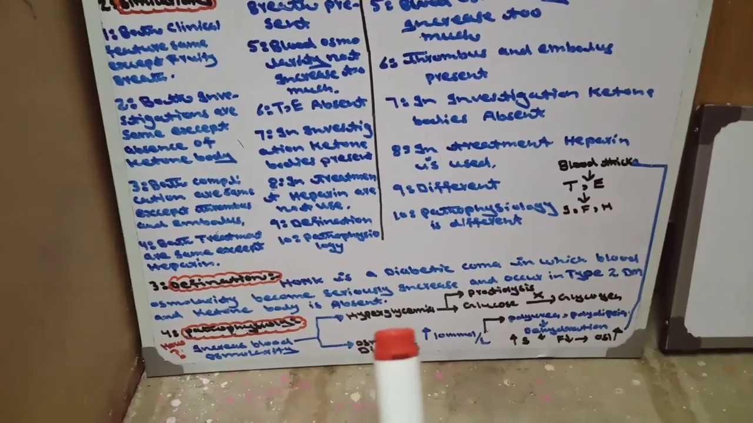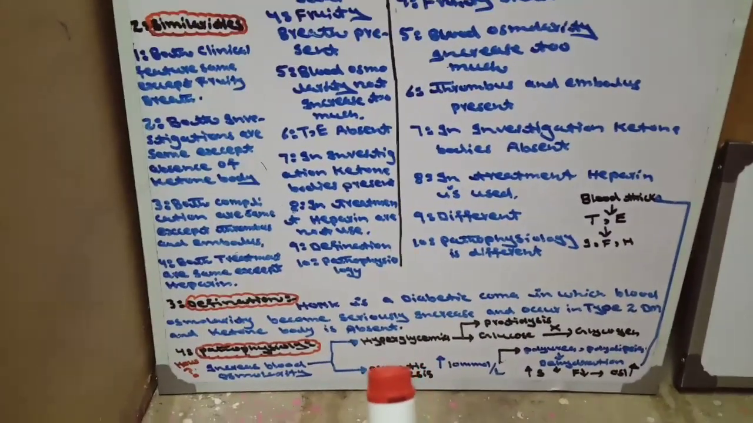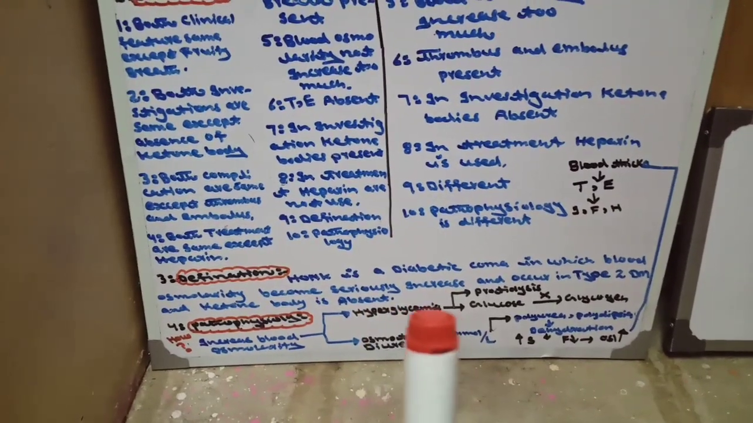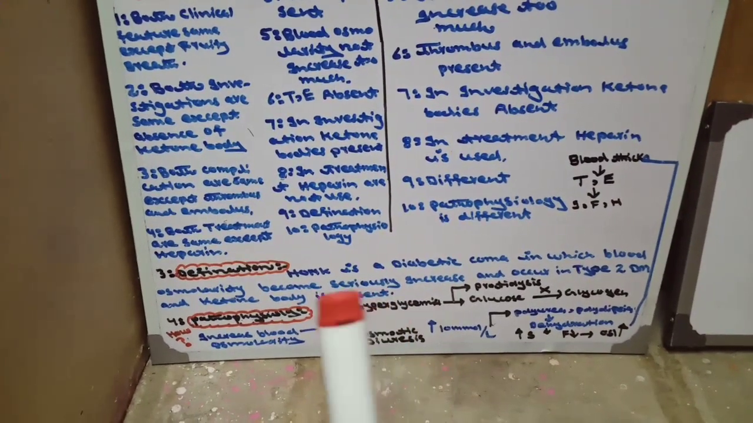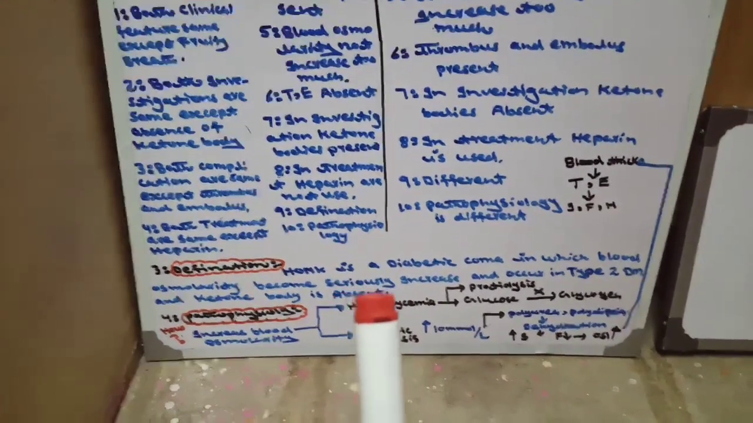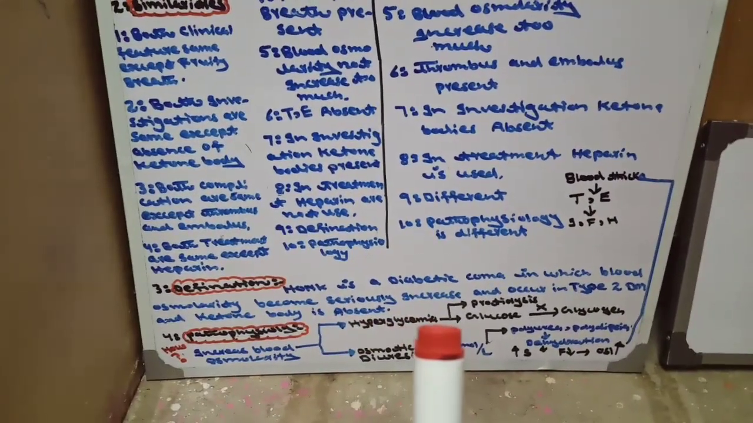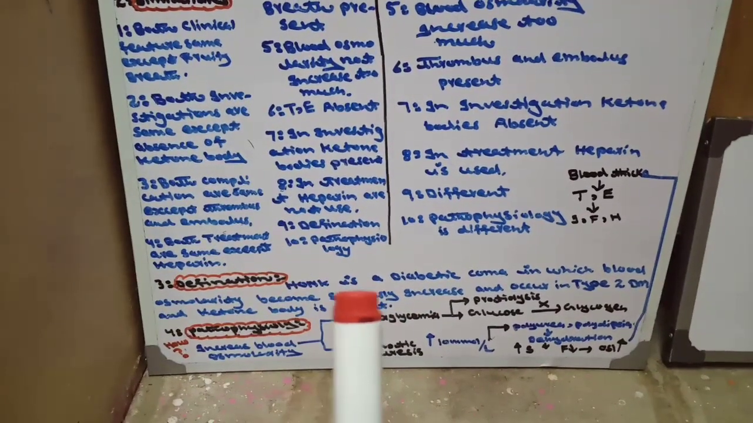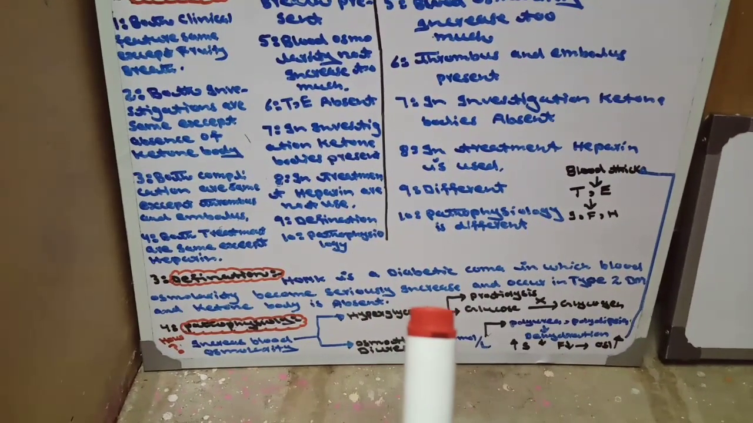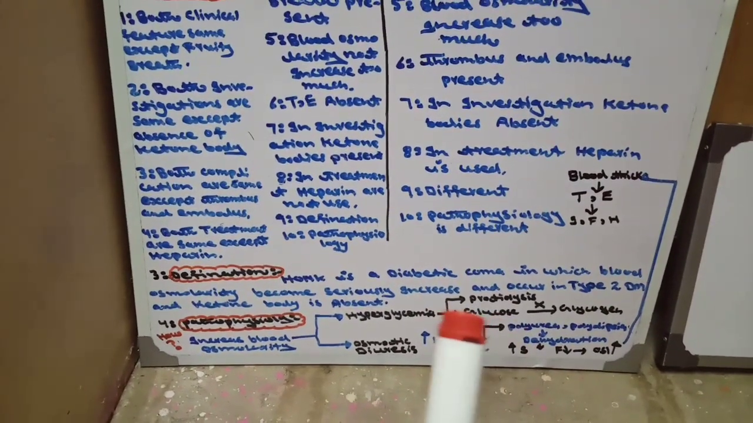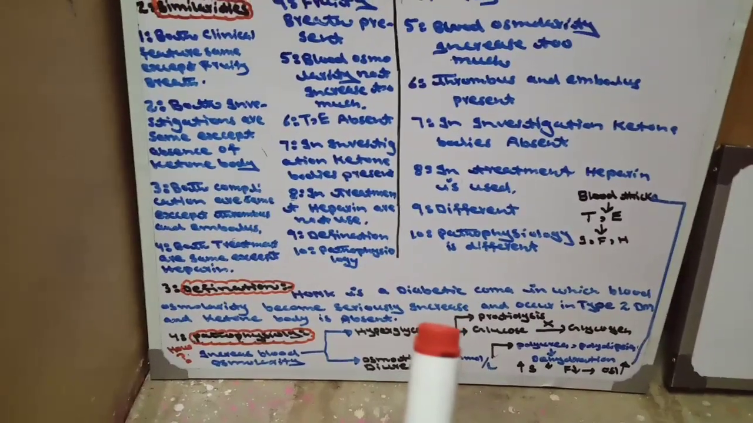Now, first, hyperglycemia. We already studied type 1 diabetes mellitus and type 2 diabetes mellitus in a video already uploaded on my channel. In type 1 diabetes mellitus, there is an absolute insulin absence. Why? Due to autoimmune destruction of pancreatic beta cells.